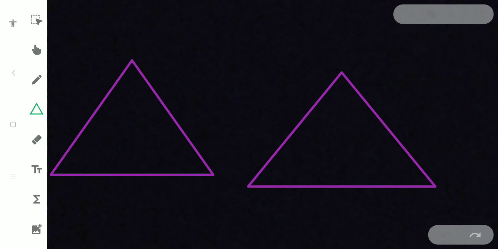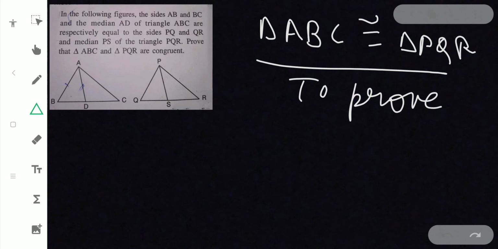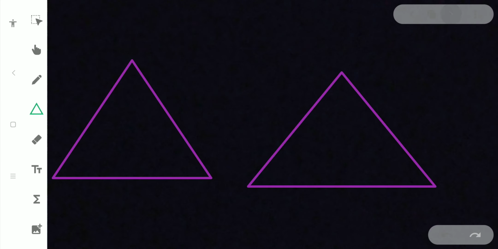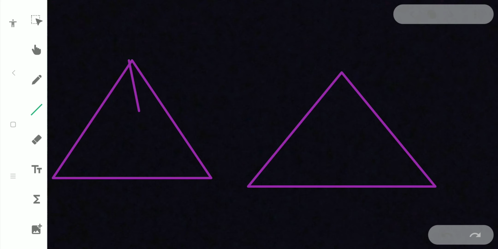So yeah, I got the triangles, and medians are drawn for each and every triangle. So these two triangles. I hope you know what a median is. A median is nothing but a line drawn from one vertex to the opposite side, and it should cut that side into two equal parts. So that is called a median.